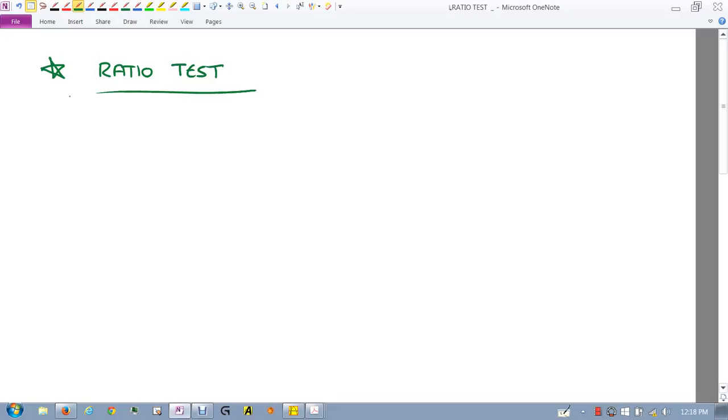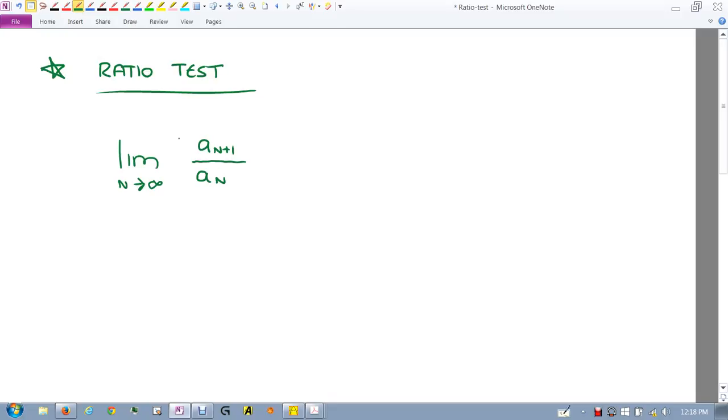So what does our little cheat sheet say about the ratio test? You have a series. You're going to take a limit, but you're going to take the limit of a sub n plus 1 over a sub n. Notice that it's very much like the limit comparison test that we had earlier, where we did a limit of a ratio, except that you're not comparing it to anything. Well, you are. You're comparing it to itself.